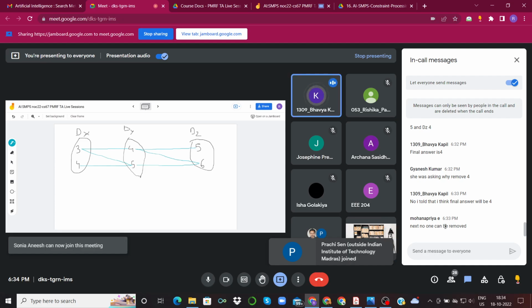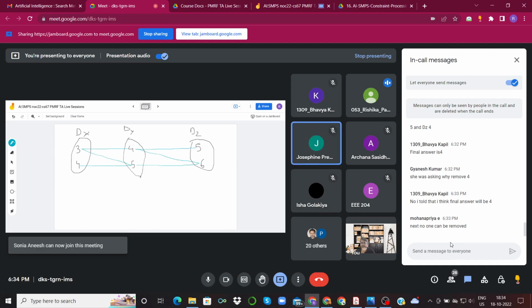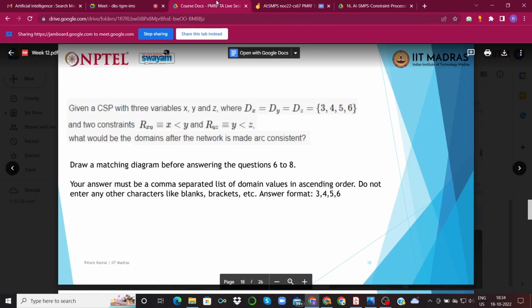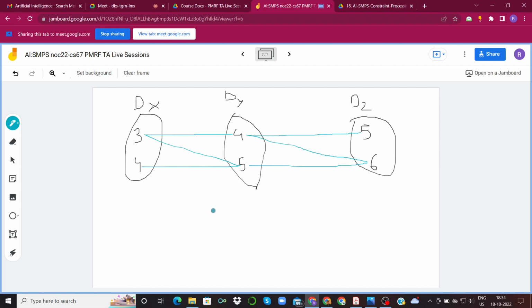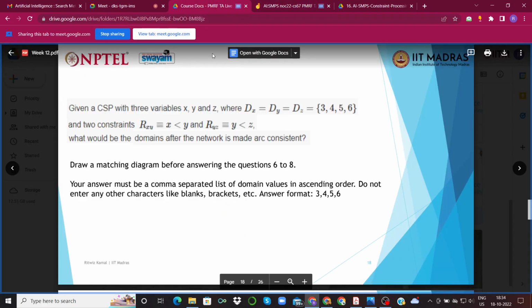No one can be removed. Yes, that's right, the values are consistent. Nothing will be removed. So now we have reached a state where none of the elements will be removed, because we have arrived at an R consistent state, right?